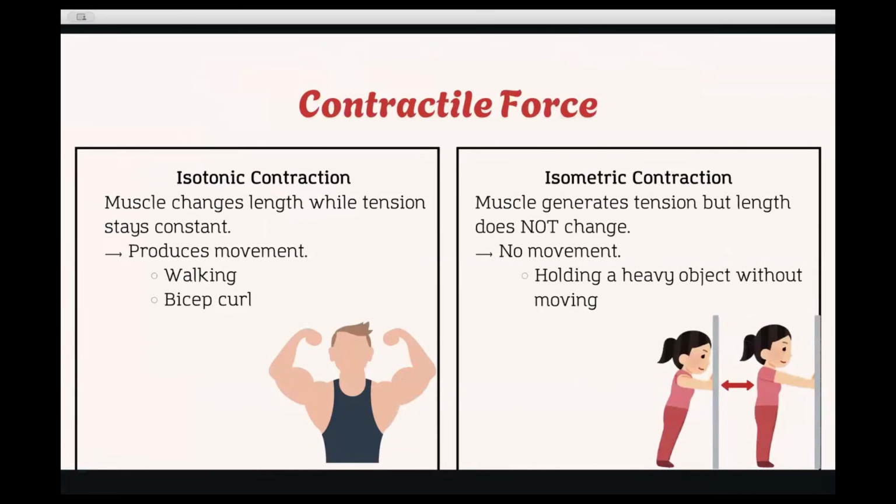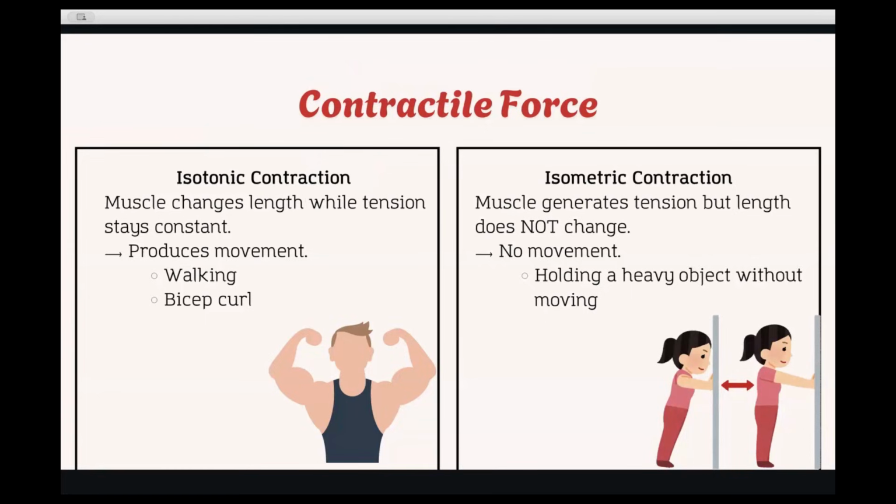Talking about the contractile force, we have two types. We have the isotonic contraction and the isometric contraction. So isotonic contraction is the contraction that is used to lift an object, for example. So I want to lift my phone.